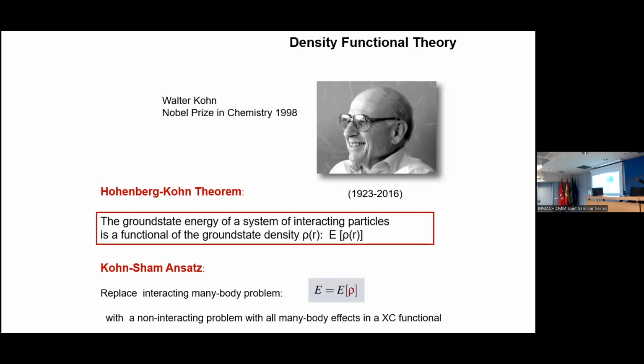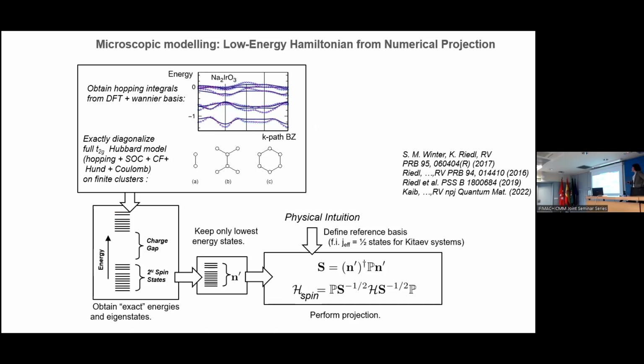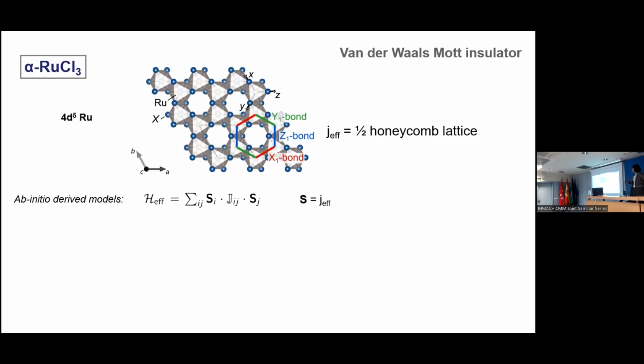But what we do then is, I am just flashing it here, we combine the information of the electronic structure, because we are now looking at realistic materials. We combine this information with exact diagonalization. So we extract the parameters for a multi-orbital relativistic Hubbard model from the DFT. And then by projecting into a spin model, we extract information about which are the important spin-spin interactions in these materials.